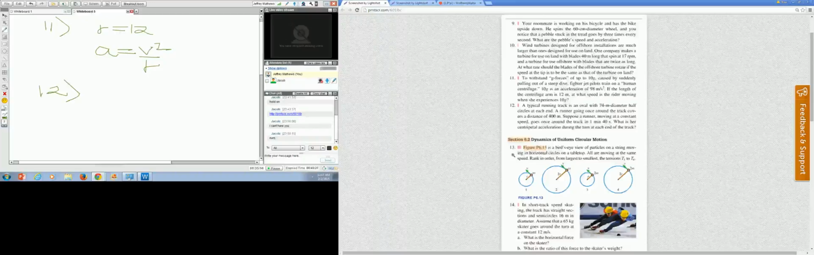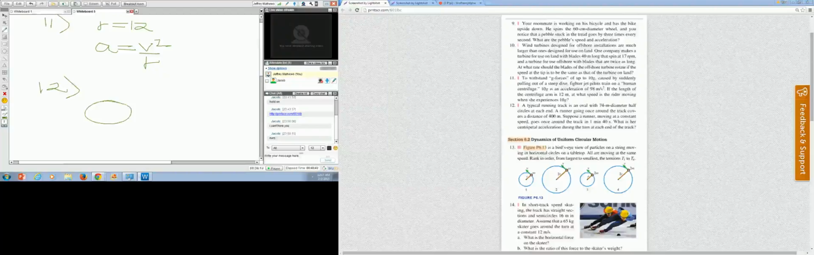Okay, so figure 6.13, a bird's eye view of a particle on a string moving in a horizontal circle on a tabletop. All are moving at the same speed. Rank in order from largest to smallest the tension T. So we have a circle. There's a string, right? They're asking us to rank the tension in the string. So what do we know?